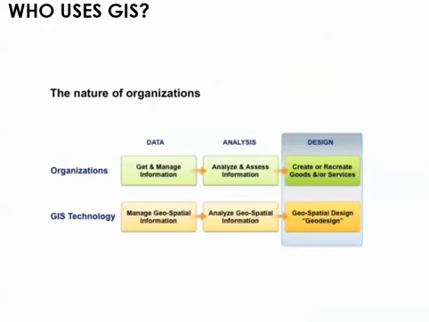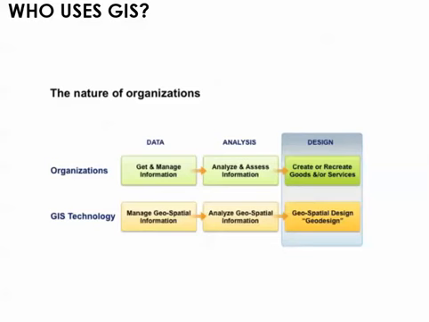So as you can imagine, this type of system is useful to many different types of businesses, because the nature of most organizations is that you get and you manage information, you analyze that information, and you create or recreate some kind of good or service. GIS technology allows you to manage that geospatial information, very, very large quantities of geospatial information, using attribute queries and many other tools that we'll get into this semester, where we can easily analyze geospatial information. And as a result, we're able to put together geospatial design.